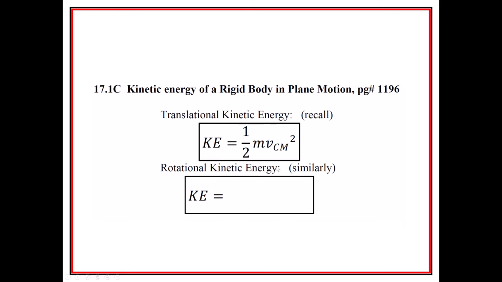The kinetic energy of a rigid body in plane motion: for translation, we had 1/2 mv squared, but now we're going to say 1/2 m v at the center of mass squared. So this is the translation part of the combination. Remember, all rigid bodies can be broken down into a combination of translation and rotation. So now, if something can rotate, as we previously mentioned, we have this rotational kinetic energy of 1/2 I omega squared.